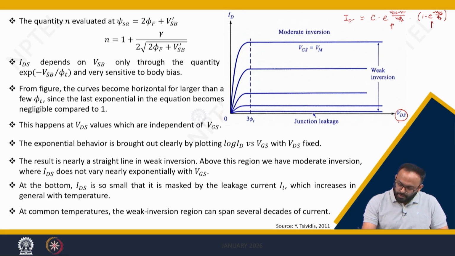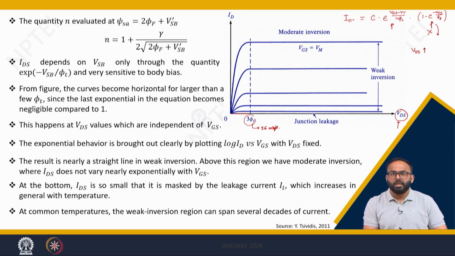Let us consider the first perspective as we are varying Vds. Now if you increase Vds a bit, what will happen? This term will be negligible because it is a negative exponent, and this term will be gone. Just even a small increase in Vds, let us say about 3 times of phi t, where phi t is 26 millivolts, or 26 milli electron volts if you are representing in energy. So just about 3 phi t, what will happen? This can be neglected, and the current is completely dependent on only Vgs.